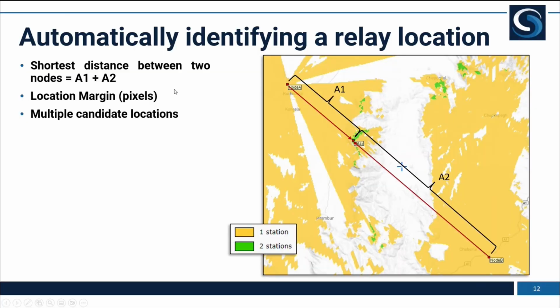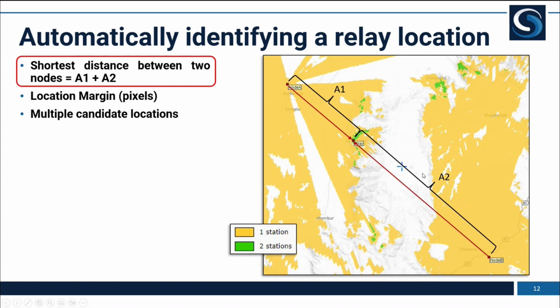So we'll look at this here. So the first criteria is the shortest distance between two nodes. So it's going to look at all the green pixels here, and it's going to say which is the one that has the shortest A1 plus A2. And this is what we mean by A1. A1 is the path from node A to one of the pixels in the green area, and A2 is from node B to that same pixel.